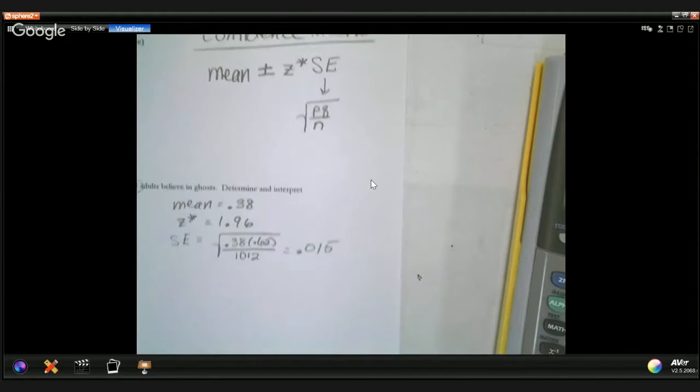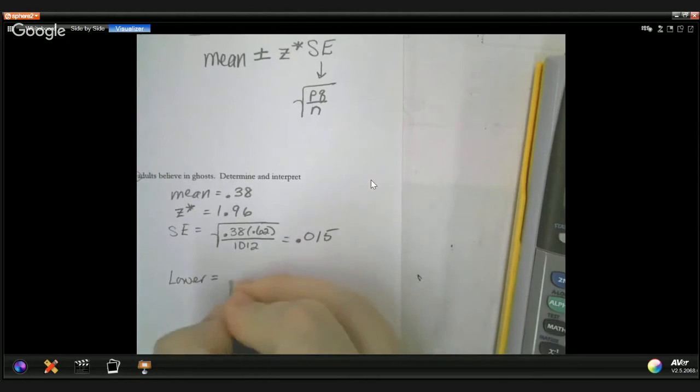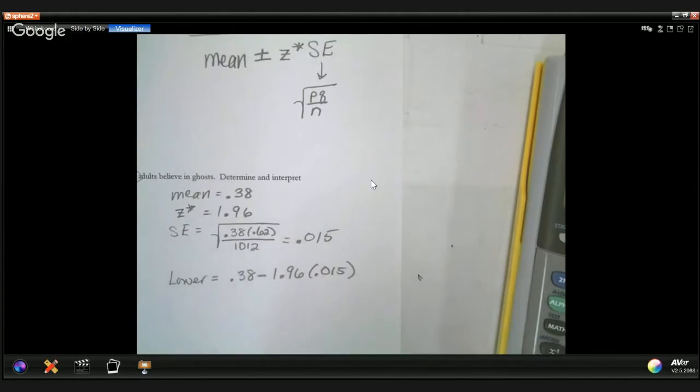And so what happens is I need to add and subtract that. So my upper, or let's find the lower first. The lower is going to be 0.38 minus 1.96 times my standard error. And then my upper is the same thing, but I'm adding it.